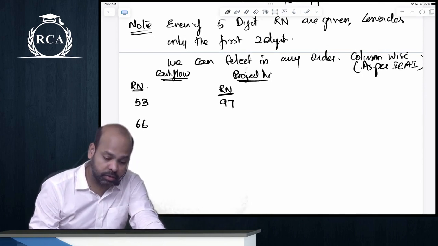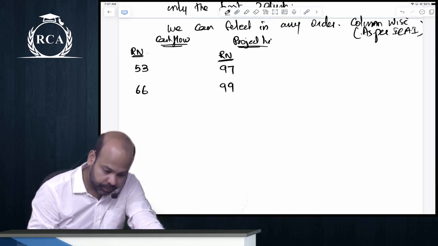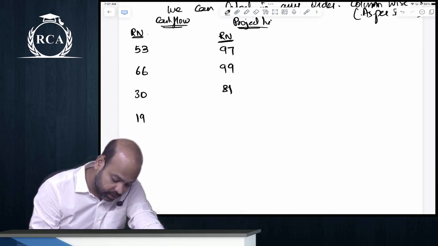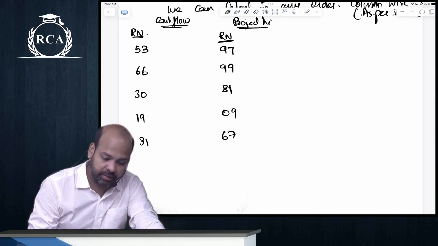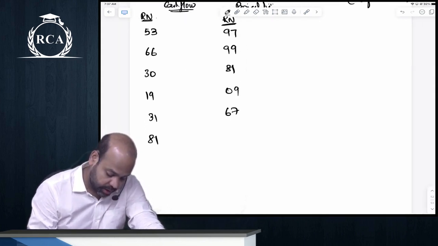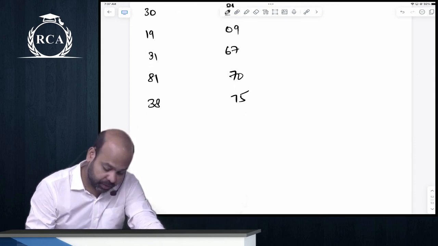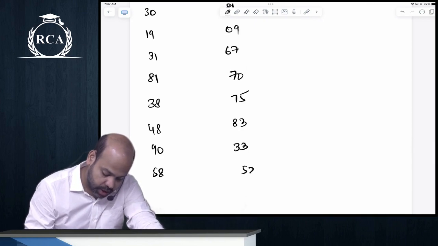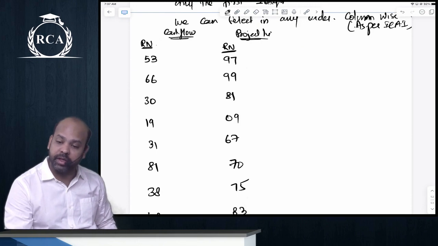66 for cash flow and 99 for project life. Next 30 and 81. पहले random numbers लिख लेते हैं. Next 19 and 09. Next 31 and 67. First column exhausted. Next बेटा 81 and 70. 38 and 75. सुन लो बेटा एक बार हो जाएगा. 48 and 83 guys. 90 and 33. 58 and 52. पहले बेटा पूरे कैश फ्लोज लिख लेना ताकि इजियर रहेगा and then we will write the entire life.